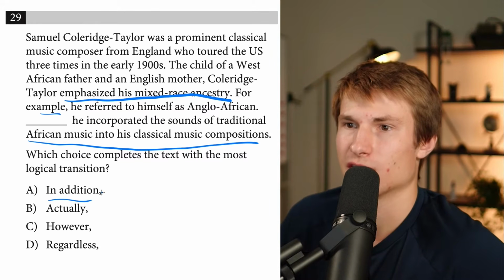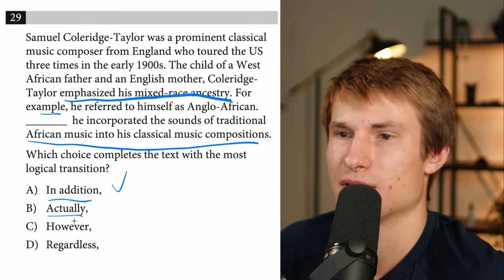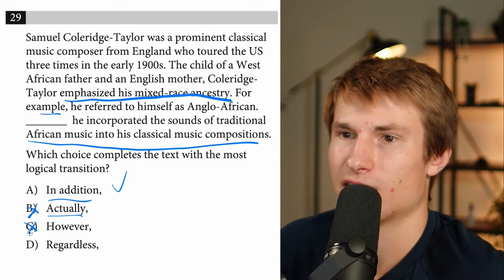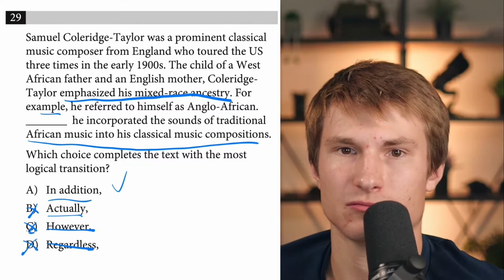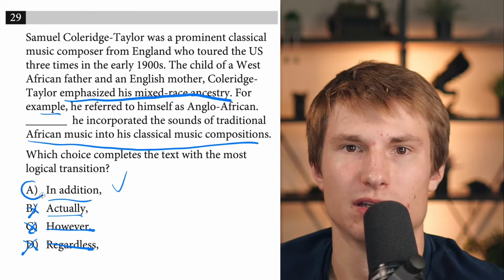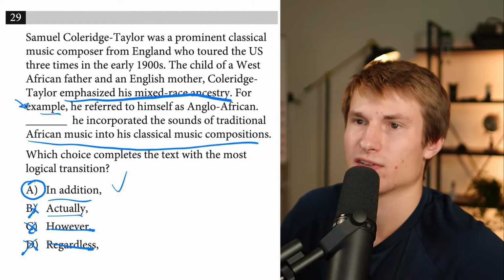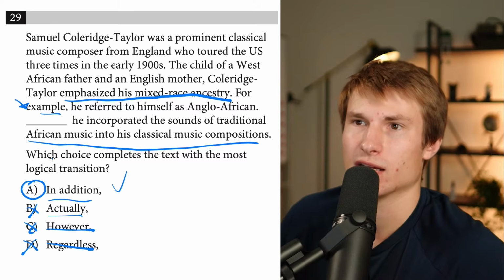So we have option A, in addition, looks super strong. We've got B, actually wouldn't make sense. We're not indicating a contrast. We can get rid of however. Regardless, without regard to something, okay, this would just be another example in addition to the previous example. So in addition would be perfect there, and A will be our answer.